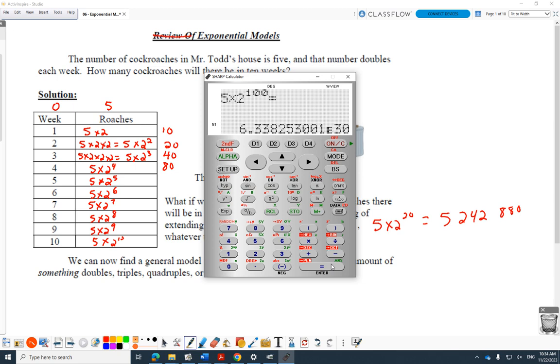So what is this? This is 6.33 times 10. I use a little e to say times 10 30 times. The exponent on 10 is 30. Some better calculators actually show, does that Casio one actually show a little times 10 to the 30? Yeah, it does. So the better ones actually show what they're talking about here.